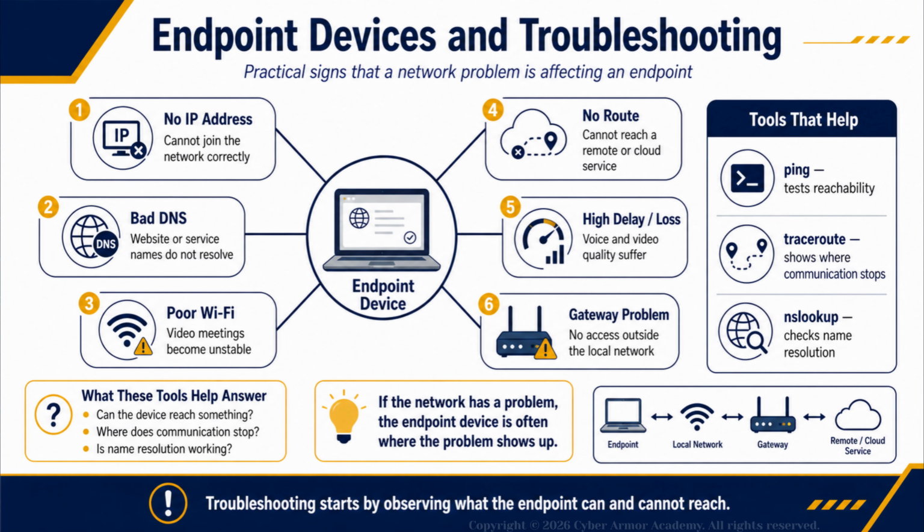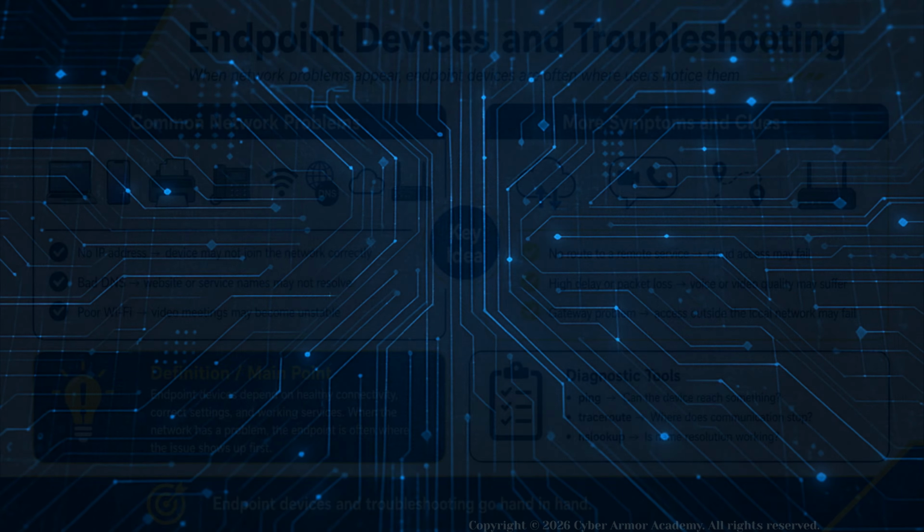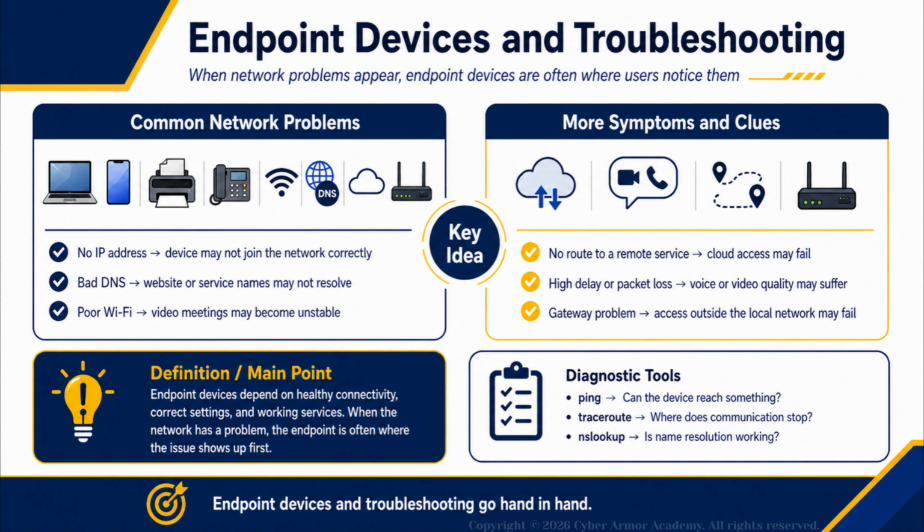This is where networking becomes practical. If the network has a problem, the endpoint device is often where the problem shows up. For example, no IP address may mean the device cannot join the network correctly. Bad DNS may mean a website name will not resolve. Poor Wi-Fi may make a video meeting unstable. No route to a remote service may stop cloud access. High delay or loss may hurt voice or video. A gateway problem may prevent access outside the local network.